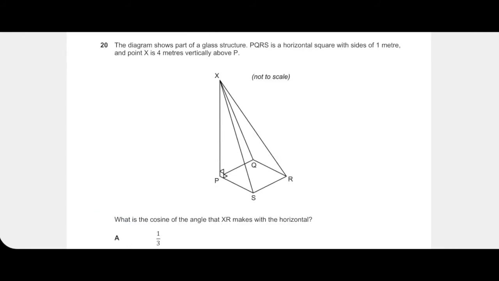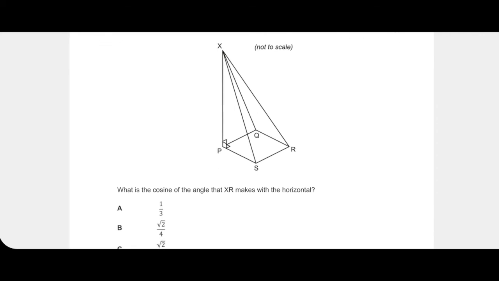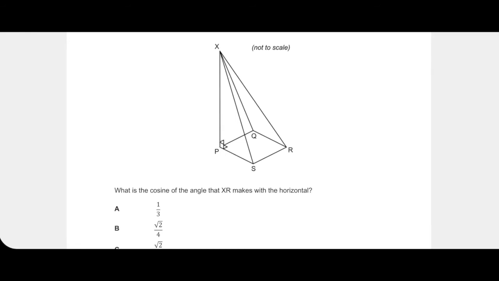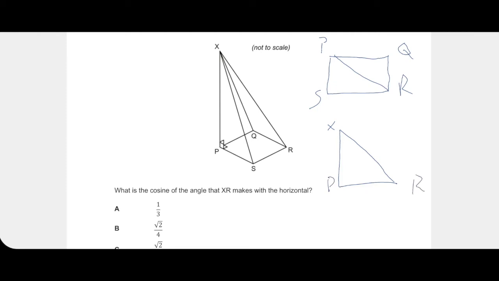Question 20. The diagram shows part of a glass structure. PQRS is a horizontal square with sides of 1 meter and point X is 4 meters vertically above P. What is the cosine of the angle that XR makes with the horizontal? So, firstly, I'm going to break this 3D object down into two 2D shapes. I'm going to make this square PQRS. I'll put a line here between P and R. And I'm going to draw another diagram of XPR.